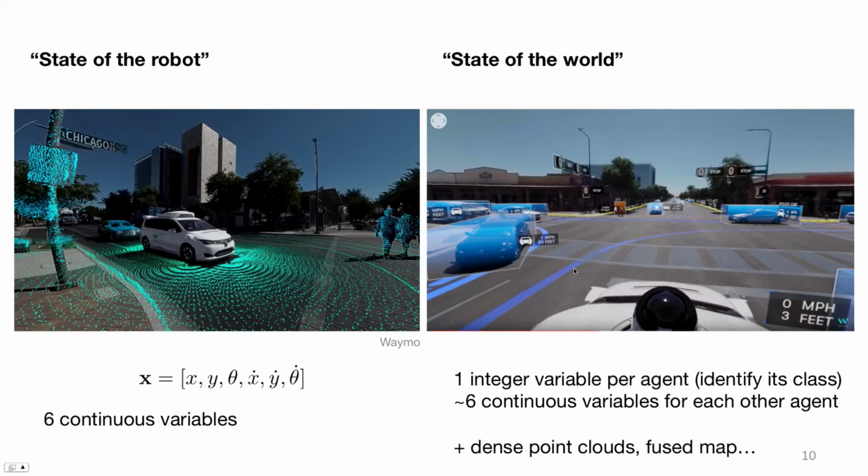This is a different representation of state. And for this one, you see how there's bounding boxes around the different objects, and they're classifying them. So you might have a variable that classifies them, and then you're going to try to estimate each of their states, or their velocities and their positions. So that's another way of thinking about state of the world.